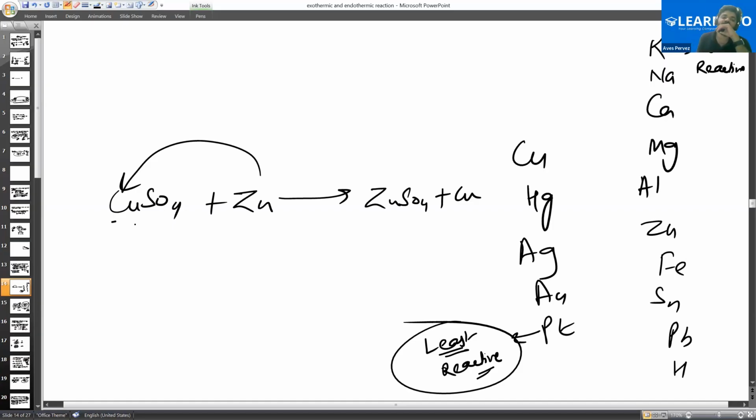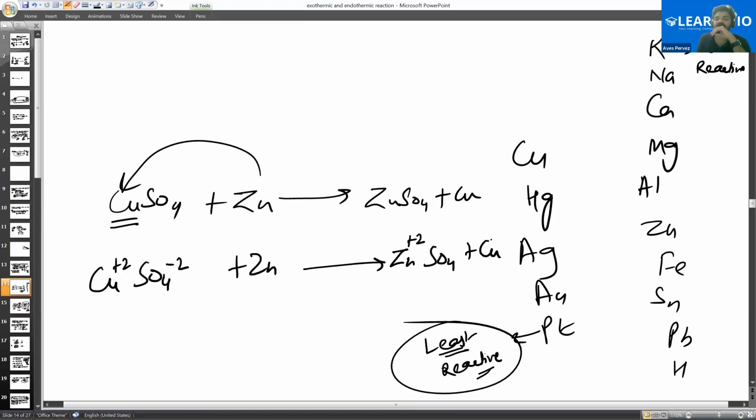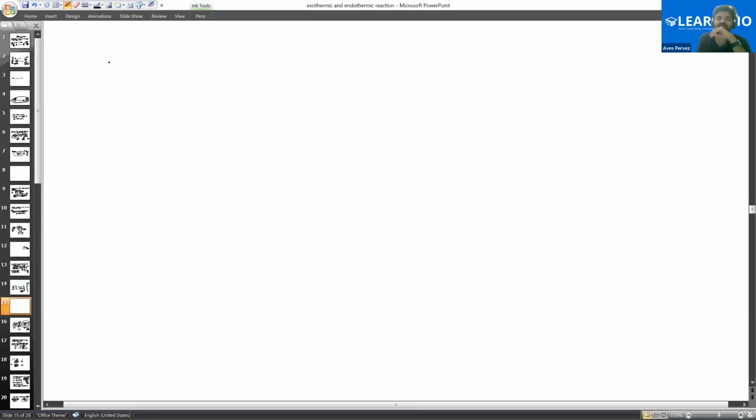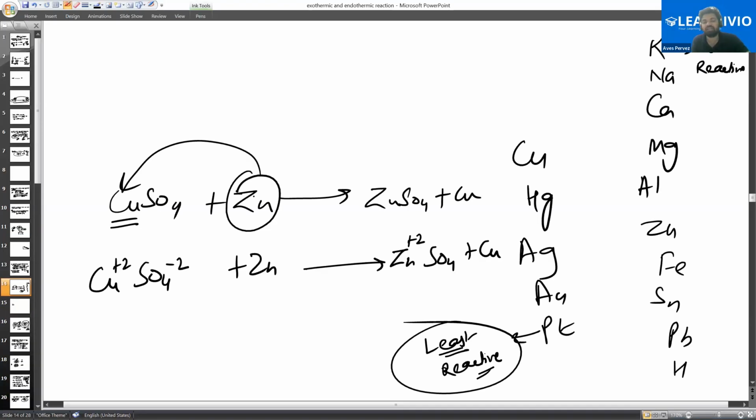Now, copper in this compound is Cu2+ with SO4 2-, and Zn is not. What is happening here is that Zn has donated 2 electrons. Let's understand the displacement reaction better. Copper received the 2 electrons from the zinc. Zinc as an atom is not carrying any charge; it is a rod. But here zinc is joined with the sulfate, indicating that zinc has become Zn2+, and that's why it is joined with SO4.